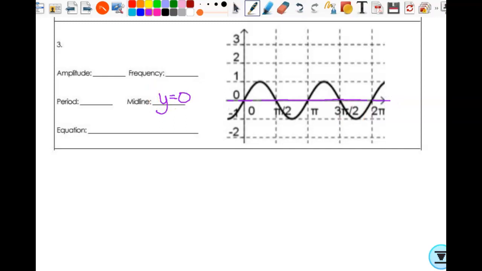What's your amplitude? 1. Is this a sine or a cosine function? Sine. Here's 1 cycle of sine. That means the period is what? Pi. So what's the frequency? 2, because I do the absolute value of b is equal to 2 pi divided by the period, and that gives me 2. Okay. So you write the equation.